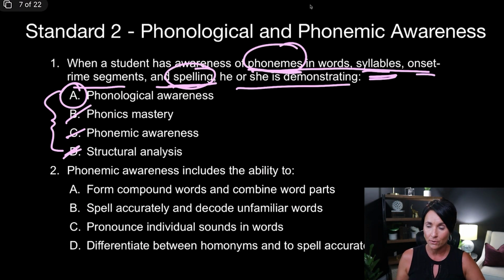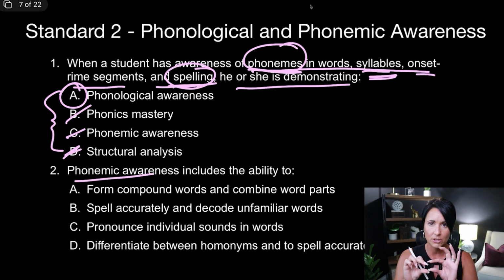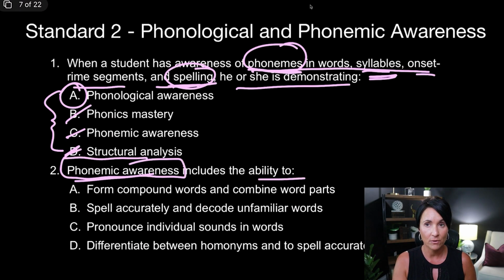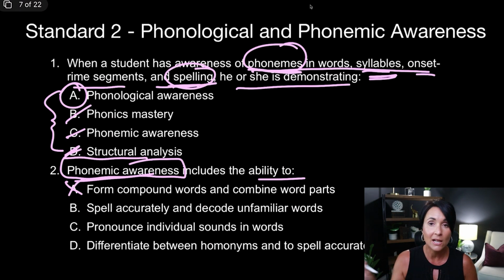Let's take a look at number 2. Now, right away, phonemic awareness jumps out at me, and this is a short little question. So I'm just going to read the question first, and it says, phonemic awareness includes the ability to. So we're just talking about phonemic awareness, and what do we say about phonemic awareness? Sounds only. So A says form compound words and combine word parts. That's actually morphology, and that is out. We'll talk more about that in subsequent videos, but I also talk about it all the time in all of our literacy videos, so go ahead and check those out.